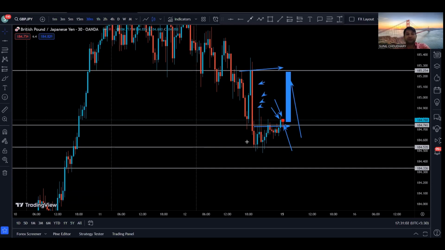So that's it, guys. This was the analysis on the gold and GJ from the monthly to the 30-minute time frame. I also talked about some intraday and scalping setups on the 30-minute time frame.